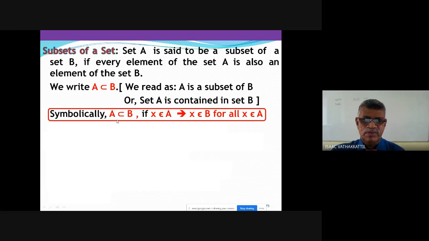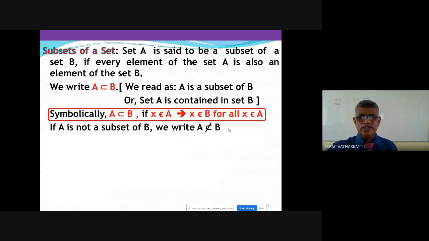Right? This you have to remember. A subset B means if x belongs to A, then x belongs to B. That is what we mean by A subset B. Well, if A is not a subset of B, that means A must be containing some elements which are not in B. We read it, A is not a subset of B.